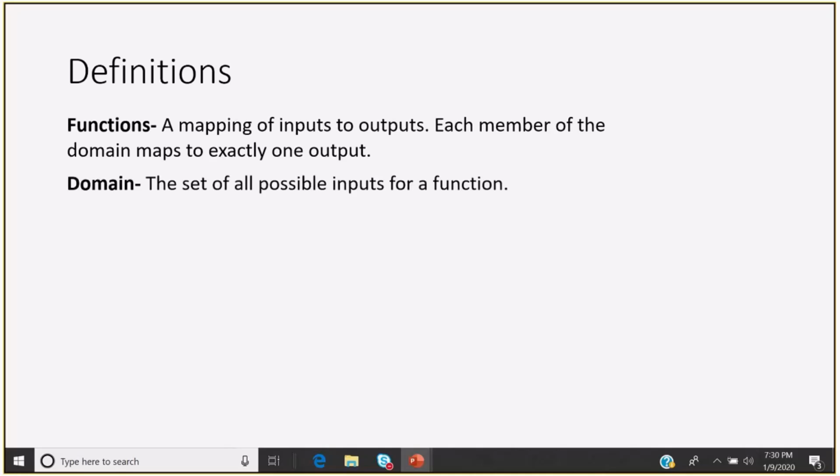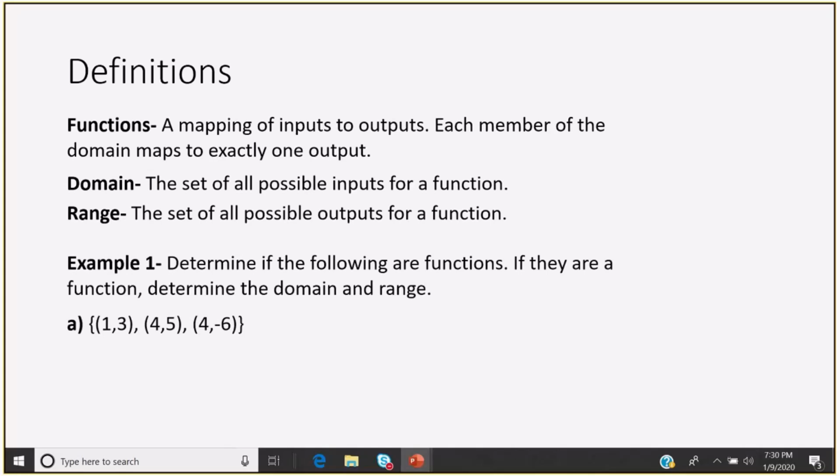To see that in practice, a few more definitions first. Domain is the set of all possible inputs for a function, so all of the numbers I could throw into a function. And the range is all of the possible outputs I could get from my function. Now we get to see this in practice.